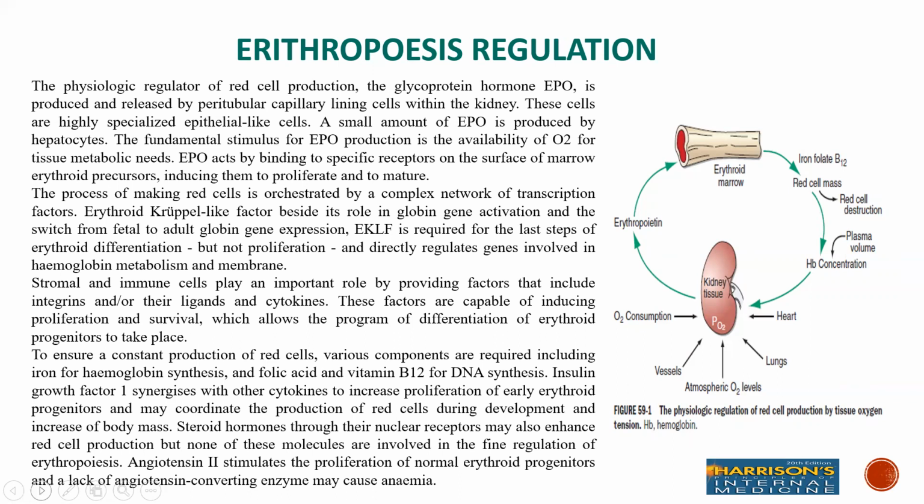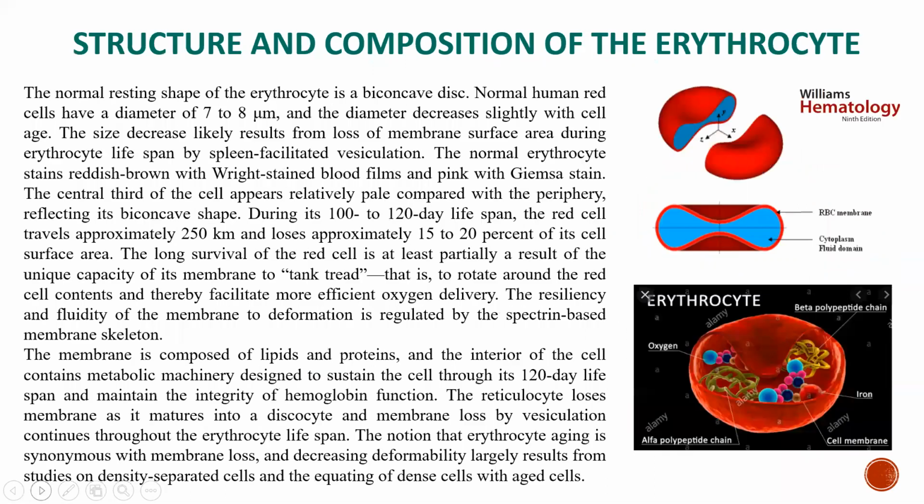To ensure a constant production of red cells, various components are required, including iron for hemoglobin synthesis and folic acid and vitamin B12 for DNA synthesis. Insulin-like growth factor 1 synergizes with the other cytokines to increase proliferation of early erythroid progenitors and may coordinate the production of red cells during development with the increase of body mass. Steroid hormones, through their nuclear receptors, may also enhance red cell production, but none of these molecules are involved in the fine regulation of erythropoiesis. Angiotensin II stimulates the proliferation of normal erythroid progenitors, and lack of angiotensin converting enzyme may also cause anemia.